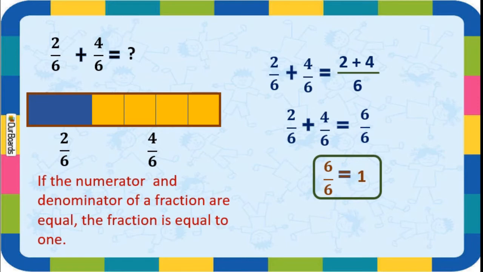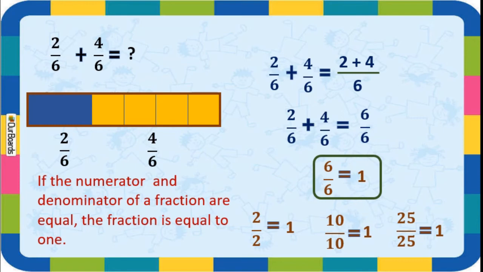And remember this: if the numerator and denominator of a fraction are equal, the fraction is equal to 1. See this, 2 upon 2 always means 1, correct? And 10 upon 10 means 1, isn't it? And 25 upon 25 means 1, isn't it? Dear students, if the numerator and denominator are the same, the answer is 1. Okay?